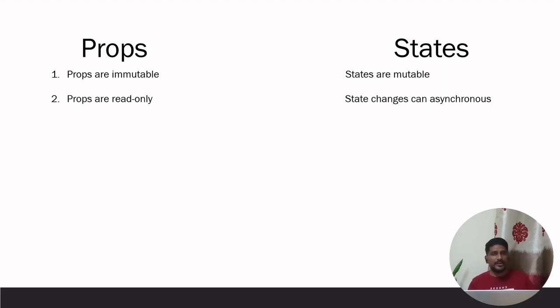Then we say the props are read-only objects, and state changes can be asynchronous. Whenever we try to change the props objects, we cannot change them. If we change it, since it's immutable by default, it creates a new one. And we can change props only from the parent component, not from the child component. Whereas the state can be changed, but only within the component itself. We cannot change the state object from outside of the component. So that's the first thing.